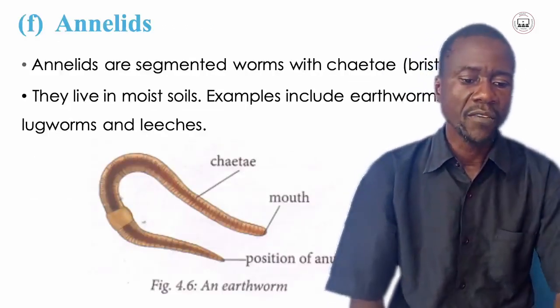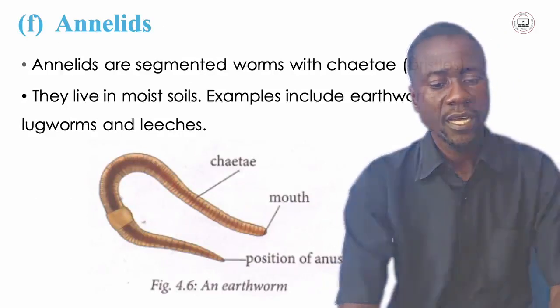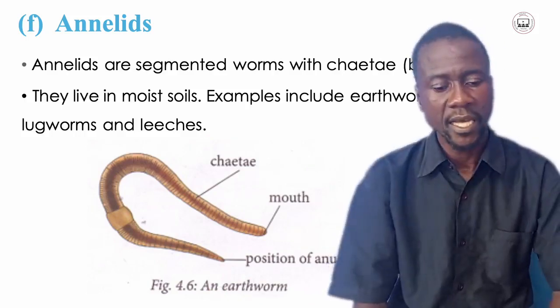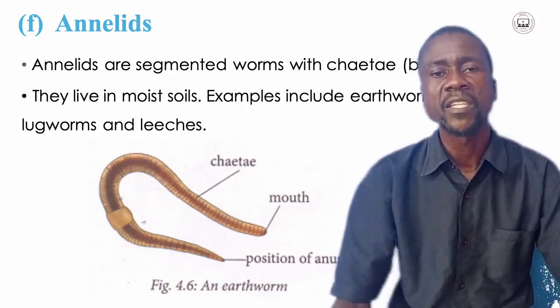Then we also have the annelids. Annelids are segmented worms with bristles. They live in moist soils. Examples could include earthworms, ragworms, and leeches. So this is a very good example of an earthworm. Worms also are under the group of invertebrates.